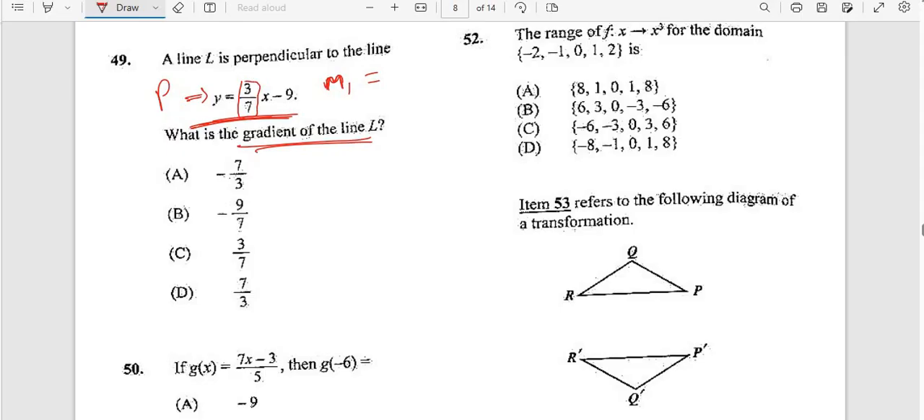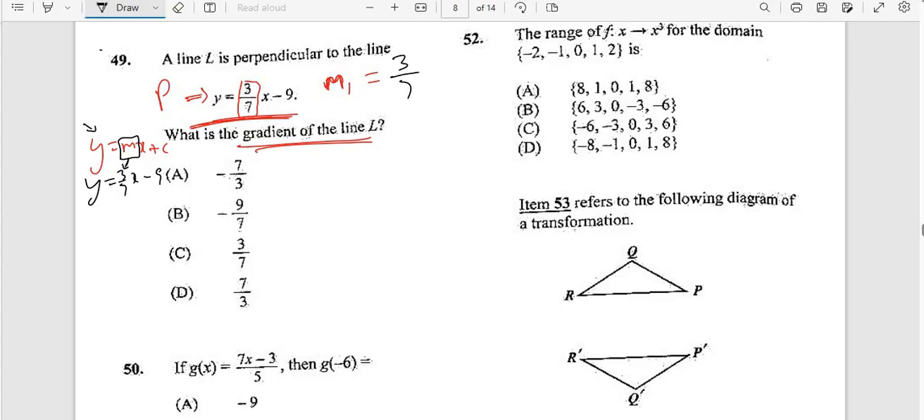Remember, the general form for an equation is y equals mx plus c. So ensure that the equation is in that form first before you take the gradient. It must be in the form y equals mx plus c, and then you can identify the gradient. That's why I call it the slope form, right? Because you can identify the slope once it's in this form. And the equation given to us is y equals 3/7 x minus 9. And you can clearly see that the m is 3/7.